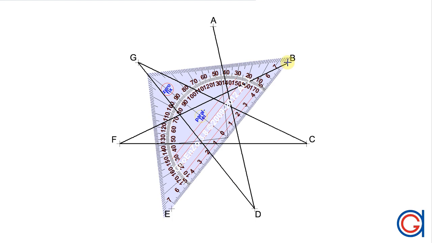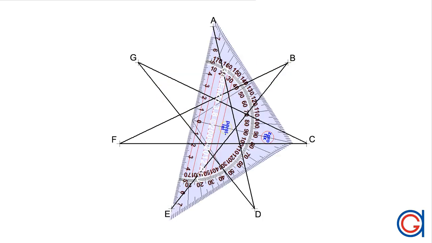And now we join vertex B to E, skipping vertices C and D. And finally, to complete our order 3 star heptagon, we join vertex E to A, skipping vertices F and G.